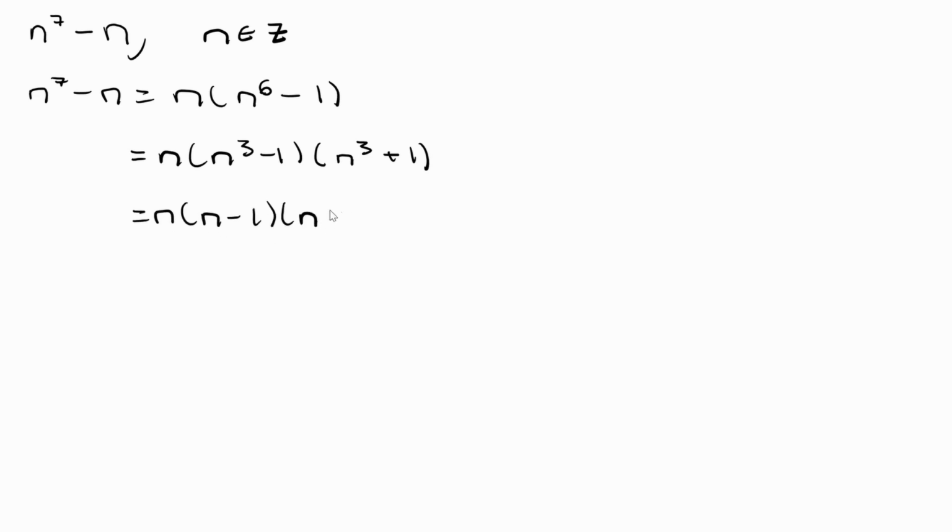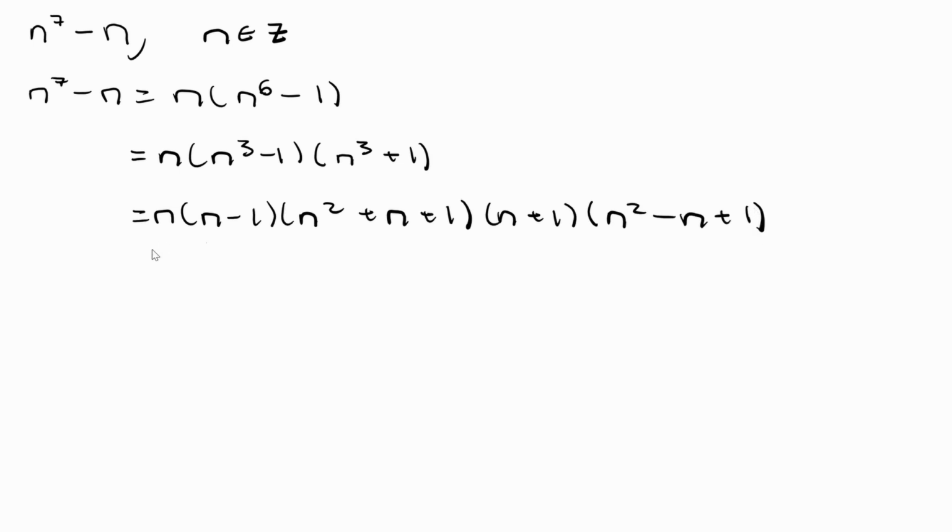It is n times (n to the power of 6 minus 1), which can be simplified further as n times (n to the power of 3 minus 1) times (n to the power of 3 plus 1). And we can thus obtain n times (n minus 1) times (n squared plus n plus 1) times (n plus 1) times (n squared minus n plus 1).